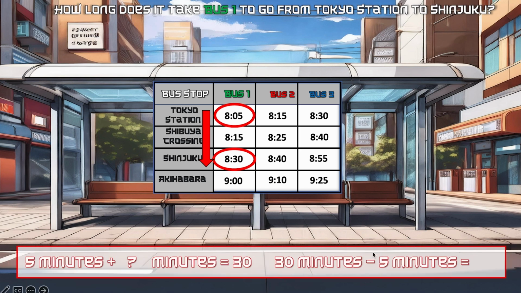So again, 2 ways we could do this. We could say 5 minutes add something equals 30, or we could do it the takeaway route. We could say 30 minutes take away 5 minutes equals something. 25. Let's test that. 5 minutes add 25 equals 30. So we know that it takes 25 minutes to go from Tokyo Station to Shinjuku Station. Obviously not in reality, just in this PowerPoint.